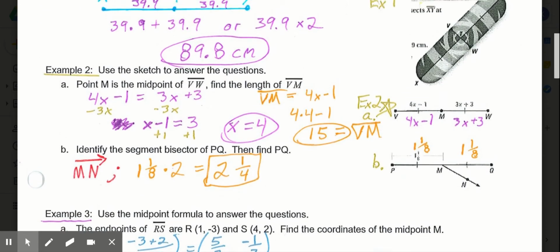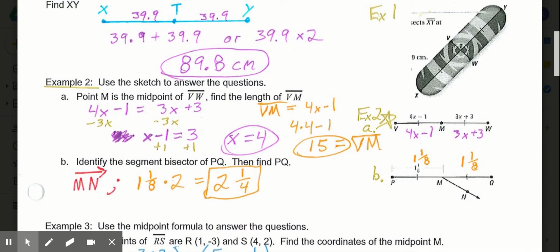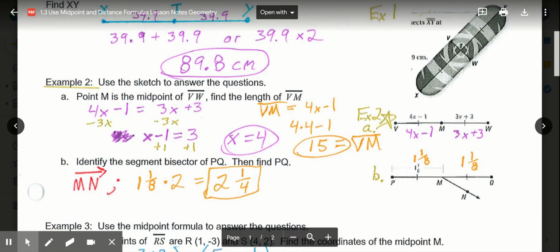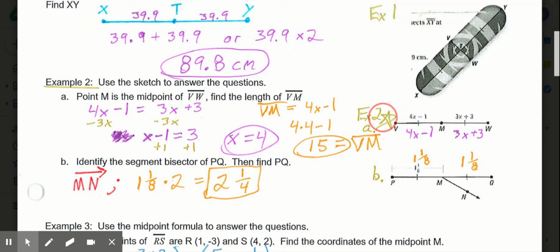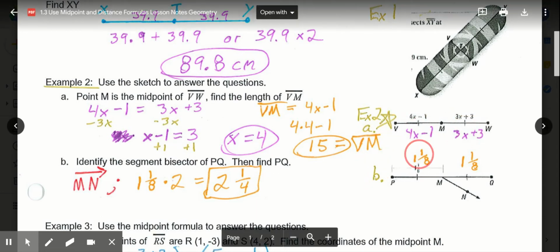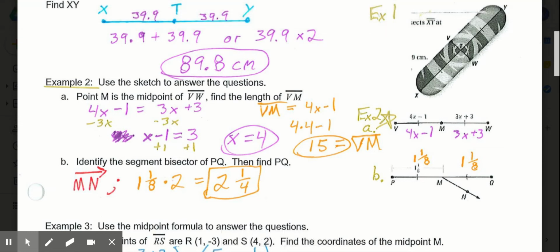Example 2 says, use the sketch to answer the questions. These two sketches over here on the right will go with A and B. For A, it says point M is the midpoint of segment VW. Find the length of segment VM. And remember, this little dash above means segment.